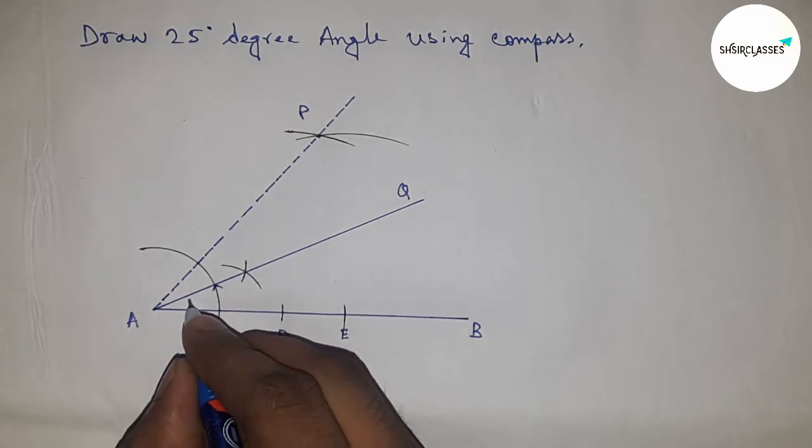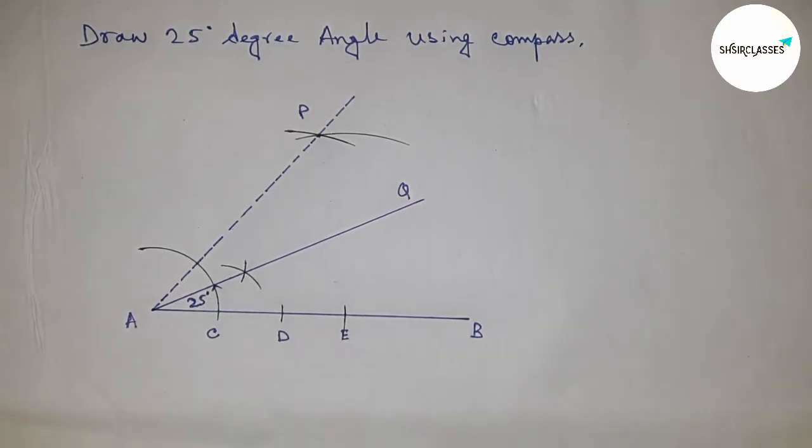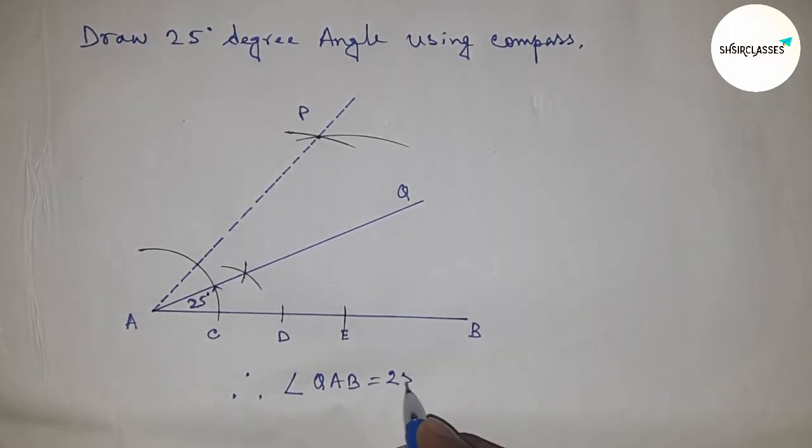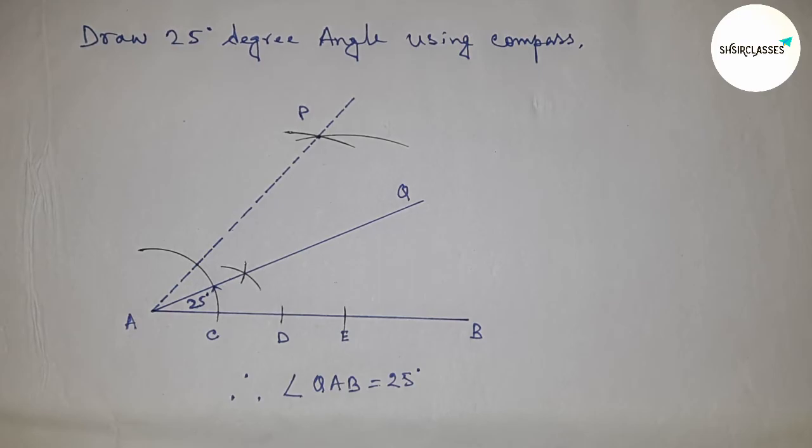So this is a 25-degree angle. So therefore angle QAB equals 25 degrees. That's all.